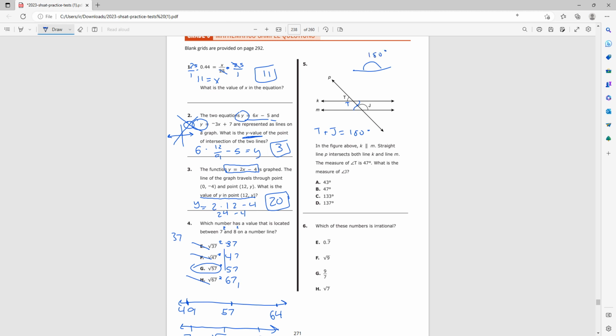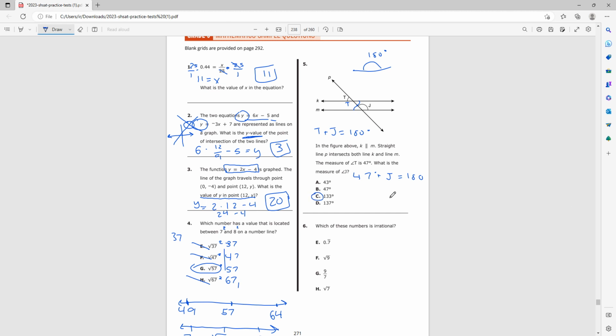And if we remember our rules of parallel lines and angles of parallel lines, we know that because T is a vertical angle, T is also going to be here, and T plus J is going to have to equal 180. So you just substitute values. 47 plus J is equal to 180. And that means that J is equal to 133 degrees.